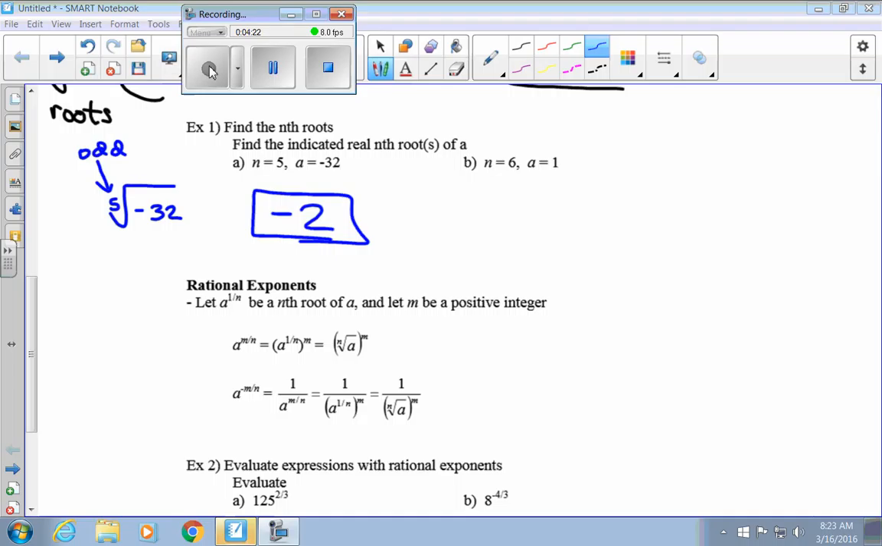Now in the next one, our index number here is even. Well, that tells us, and this is positive, so that tells us automatically we're going to have two solutions. So in this case, it's going to be plus or minus 1.